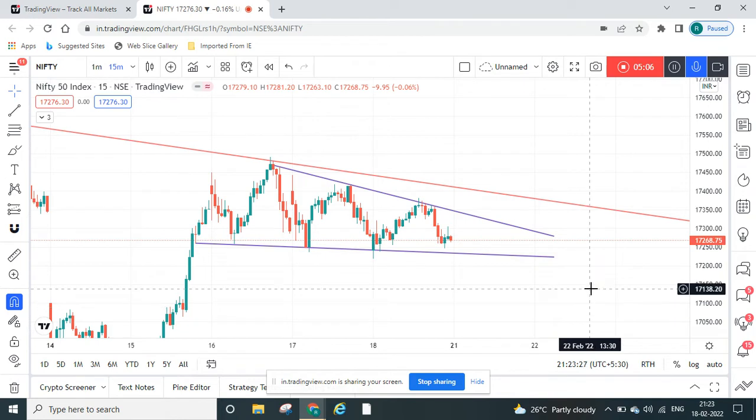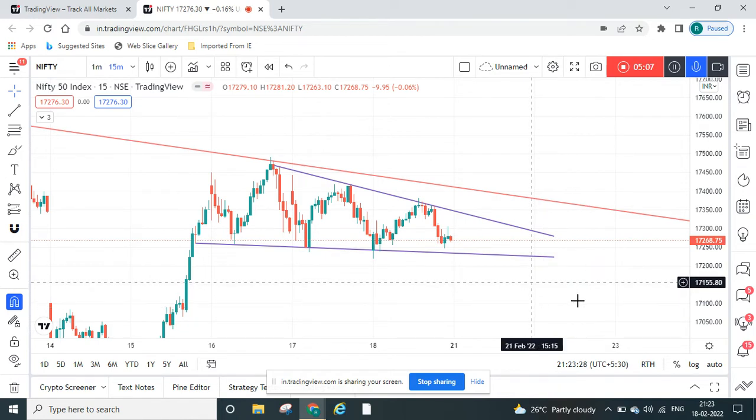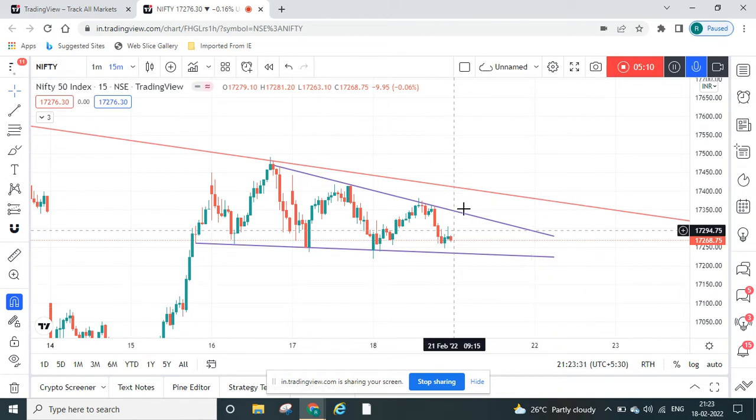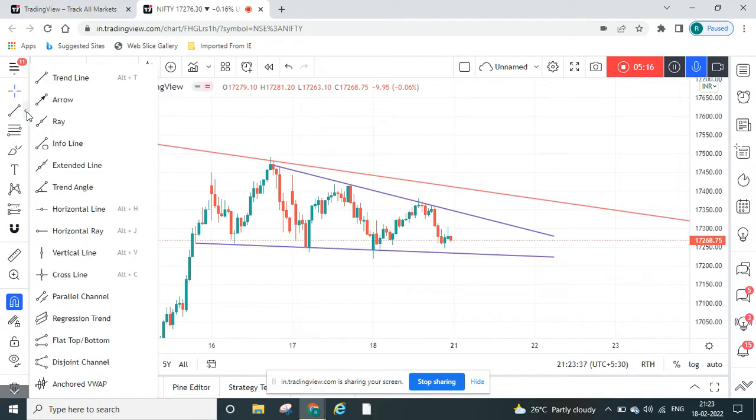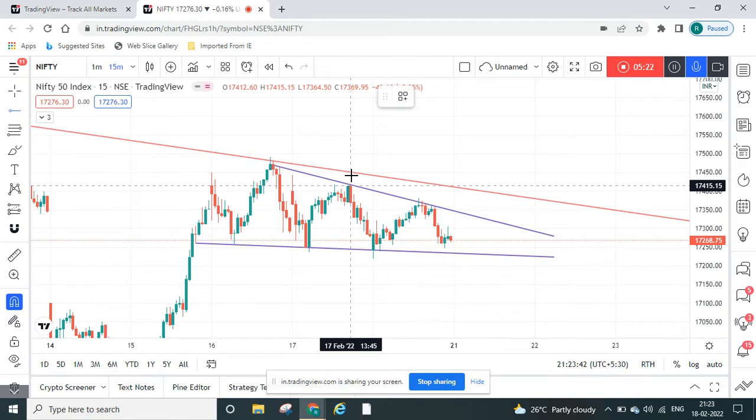Since we will be going with the options, we can make either a PE or CE. If there is a breakout here, don't make any entry over here. If there is a breakout above this level, in that case we can make an entry. So the above level has to be this one.